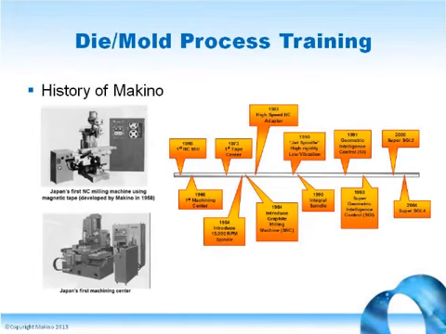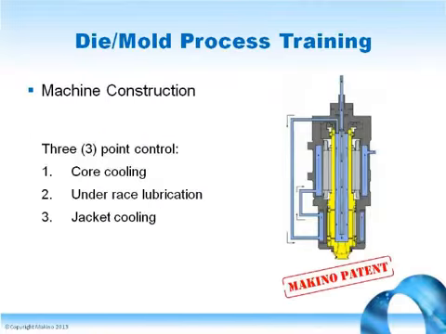We also look at when Makino created its first NC machine and discuss the different die mold technology advancements that have been created by Makino since the company was founded. We discuss how these advancements have made it possible for us to have the high-level machining centers that we have today. We then move on to machine construction.